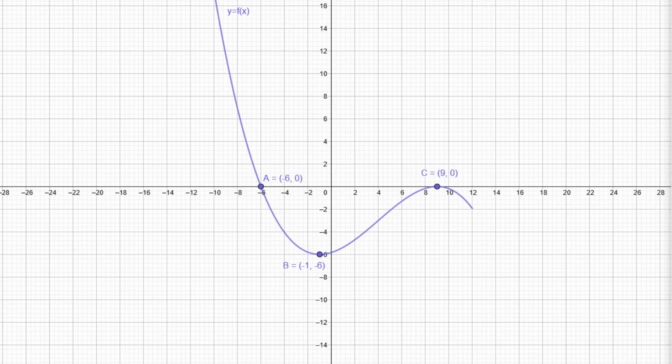The curve isn't that easy to see on that diagram, so here's a close-up of it. We can see that the intersection points A and C are negative 6, 0 and 9, 0, and the point B, the minimum, is negative 1, negative 6.